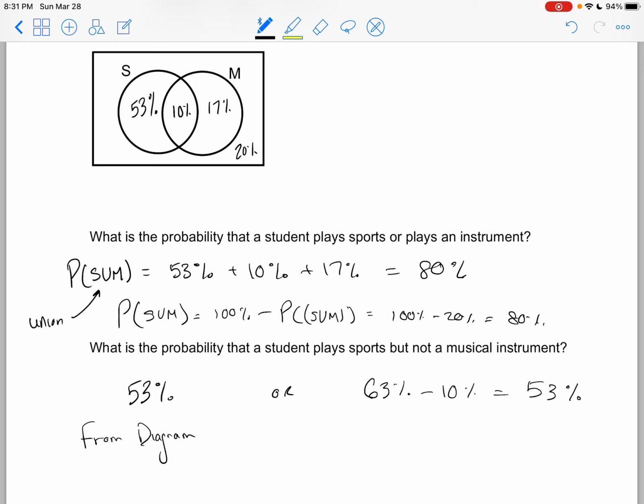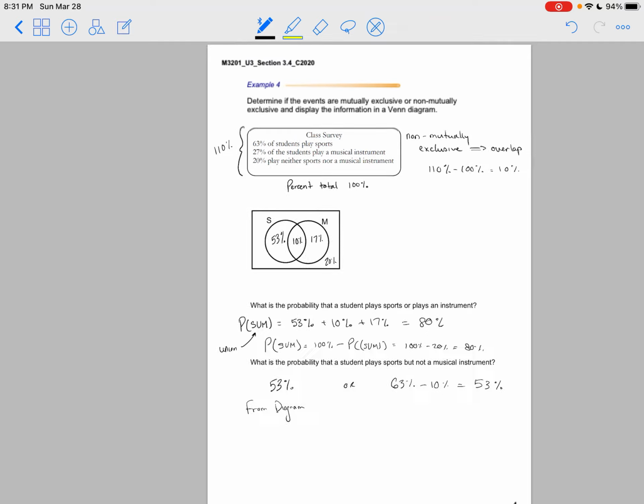The other side is how we might work this out if we didn't already have a diagram done. There's our example.